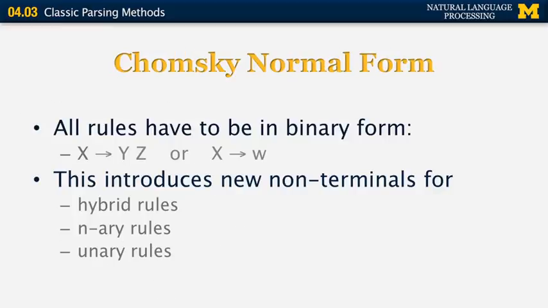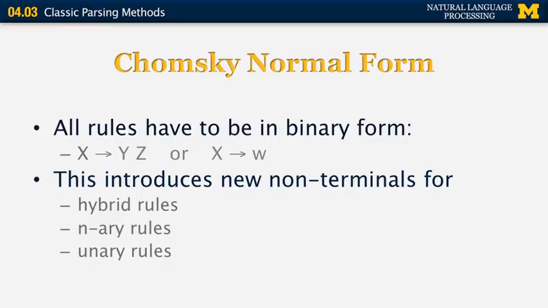So this leads us to the binarized form of this grammar. The technical term for it is Chomsky normal form, or CNF. It tells us that the grammar has to be in the following form: either a non-terminal going to 2 non-terminals, or a non-terminal going to a terminal.